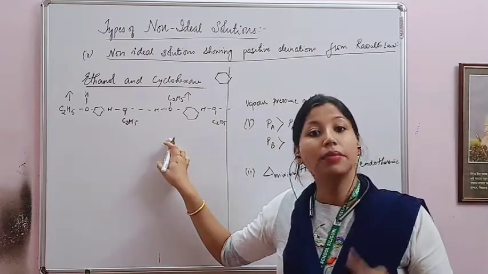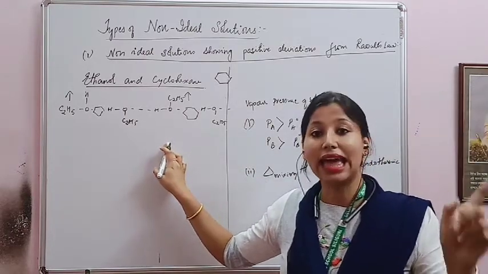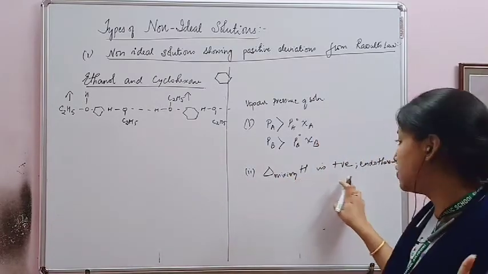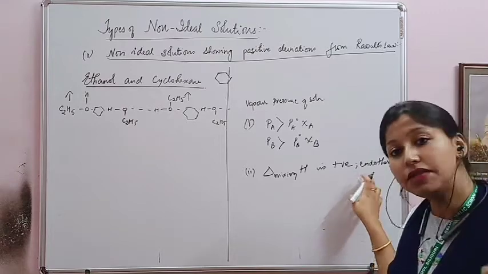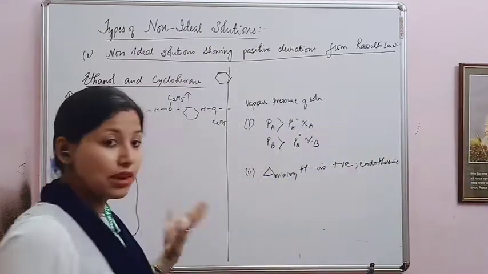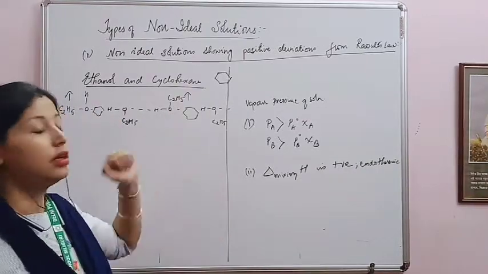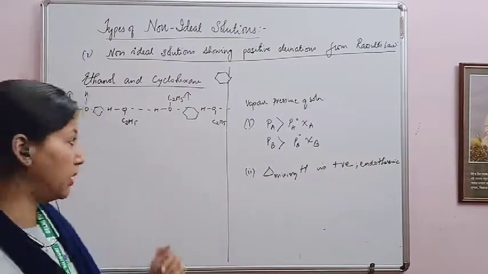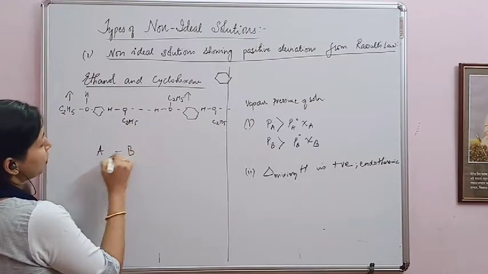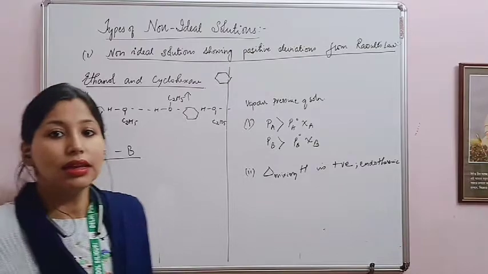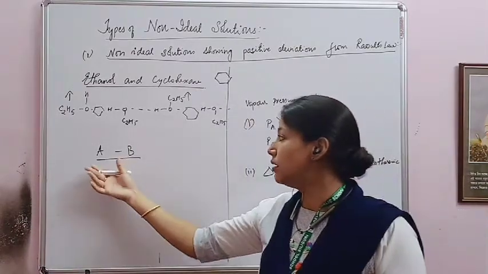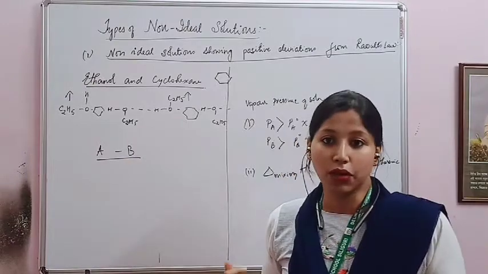Bonds are broken by absorption of energy, and if energy is absorbed, delta H, that means enthalpy of mixing, is positive, and your process becomes endothermic. Done? Third condition that we choose for solutions is volume of mixing. Now, it is very well understood that A and B molecules are not holding each other very tightly. Yes or no? There is a loose interaction between A and B molecules.